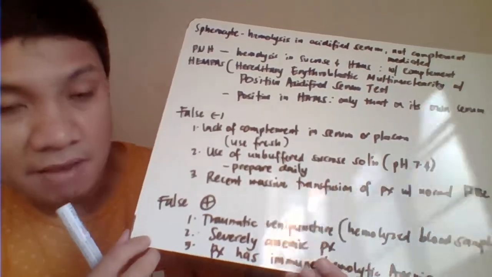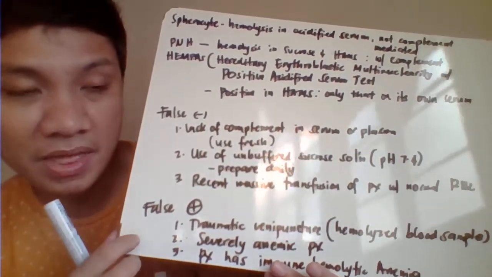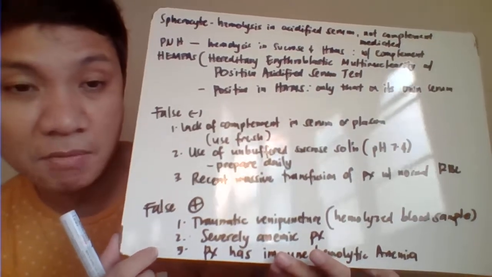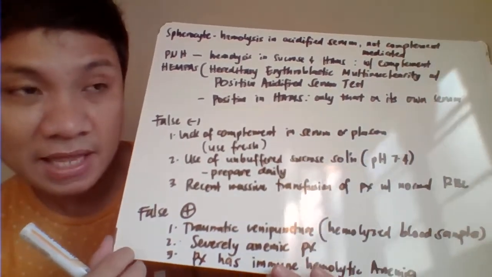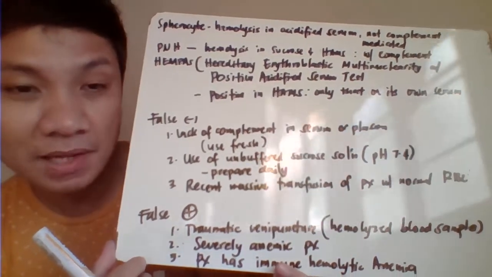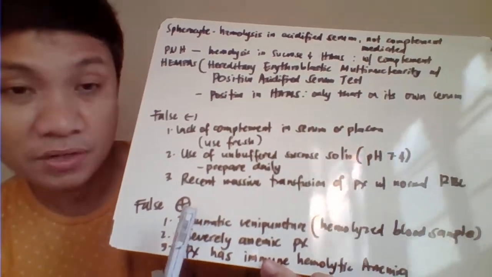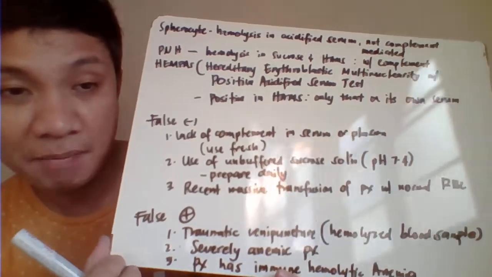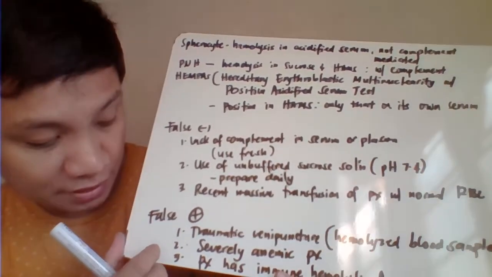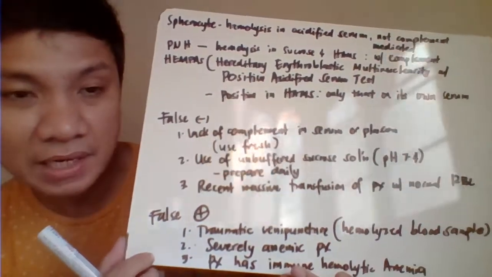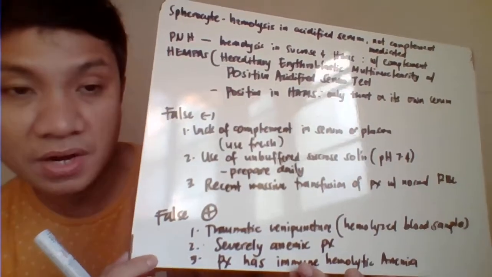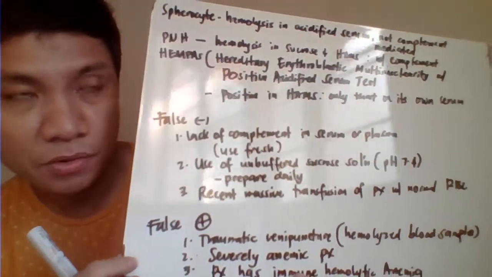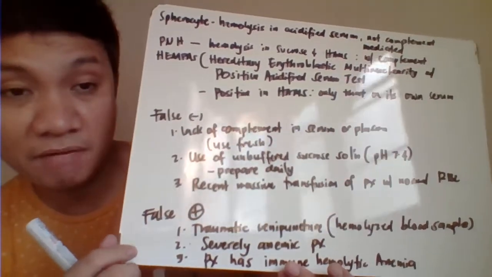Okay, for the false positives, remember that we observe for hemolysis as the positive result. So a patient with a hemolyzed blood sample because of a traumatic puncture, expect that one to have a positive result, but it's a false positive. Another one, a severely anemic patient. Third one, a patient having other immune hemolytic anemia also gives a positive result for this.